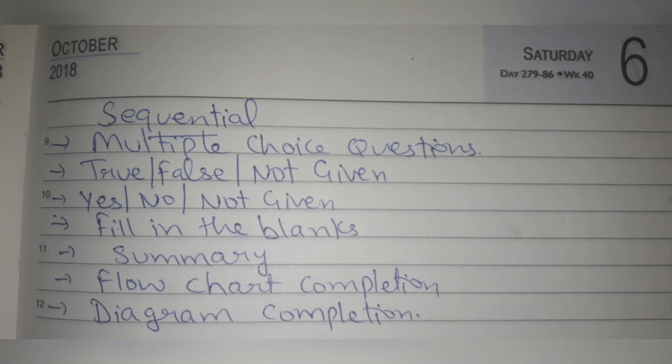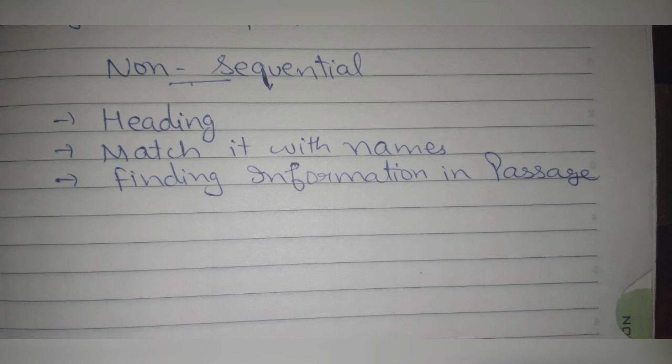There is another type where the answer will not be in sequence. This type includes headings, matching with names, and finding information in the passage. You cannot skim and scan here. Here, you need to read each sentence of the first paragraph at a slow pace. Convert those sentences and the paragraph into your native language. Then write the central idea. Do not read the options before writing the central idea because it can create confusion.